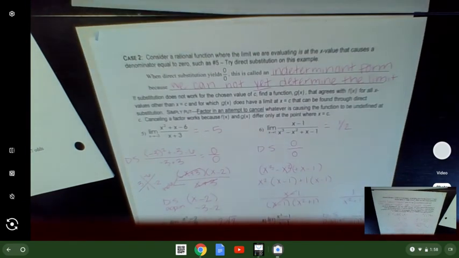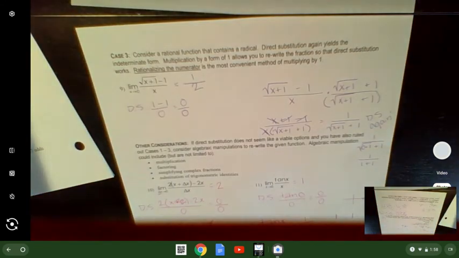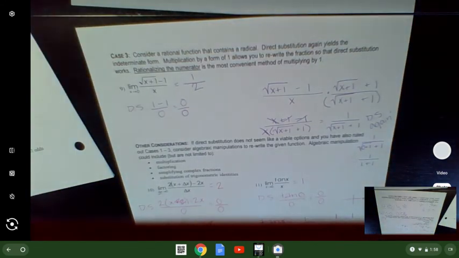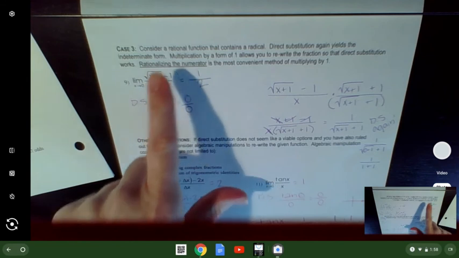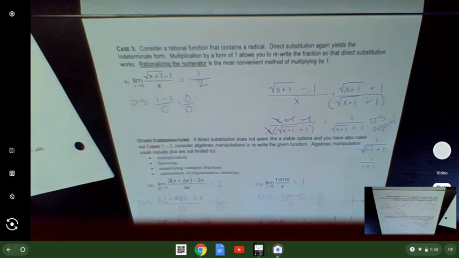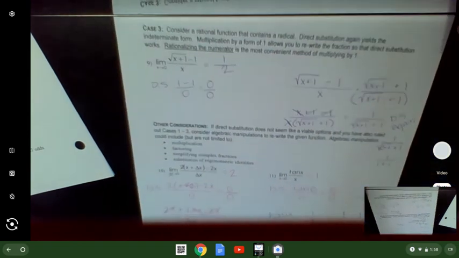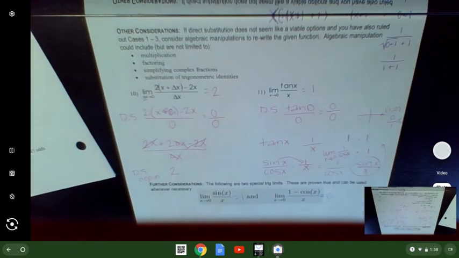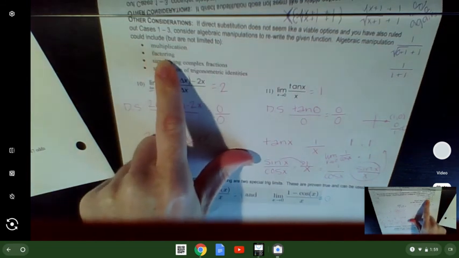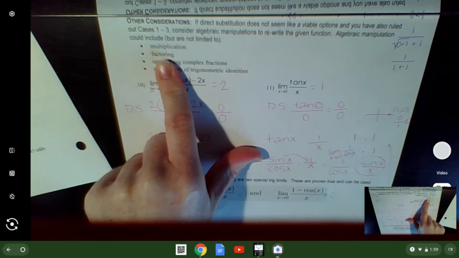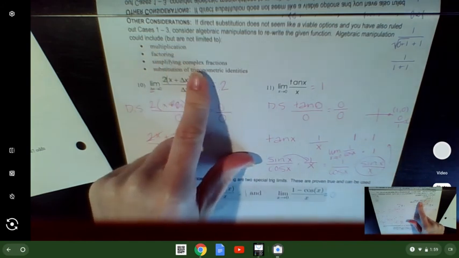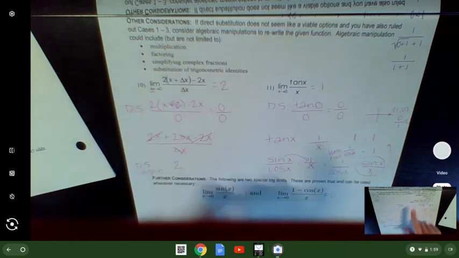Try direct substitution again. Maybe factoring and canceling is not an option. Can you rationalize? You know if you can rationalize if you see a square root. If you can rationalize, try direct substitution again. Other things to consider if you do direct substitution and get indeterminate form: do you have an opportunity to distribute? Do you have an opportunity elsewhere to factor that maybe didn't cancel something? Can you simplify fractions? Can you use trig identities? What other algebraic manipulations can you use?